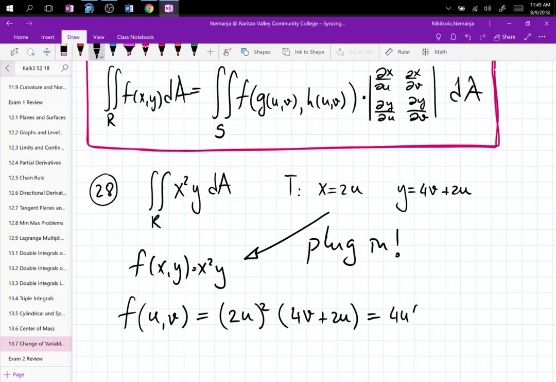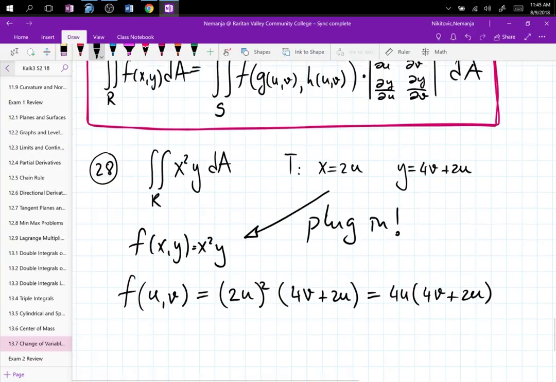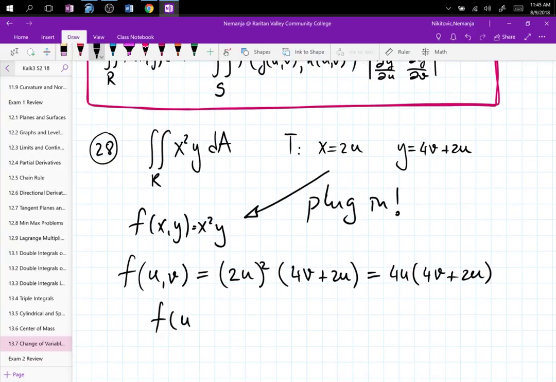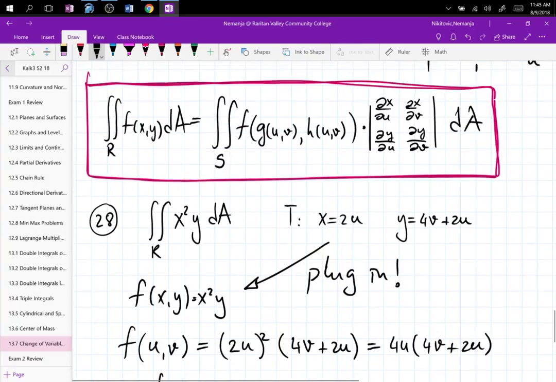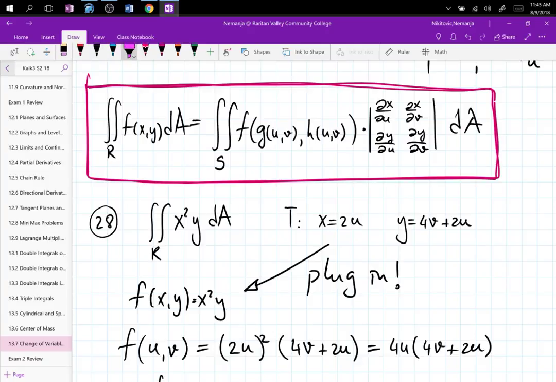So that's 4u times 4v plus 2u. So my new function that I have to put in the integral, this is your substitution, is going to be 16uv plus 8u squared. That goes here.